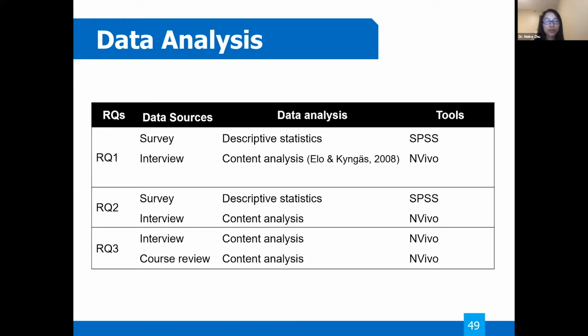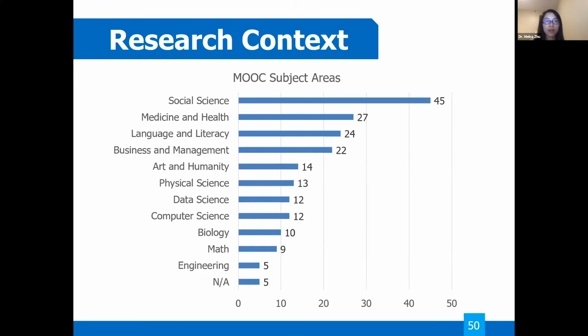So to increase the trustworthiness of this study, we used at least 2 data sources for each research question. For quantitative data, we conducted descriptive statistics. For qualitative data, we used content analysis through NVivo. The MOOC subject backgrounds included social science, medicine, and health, and some of them are from math or engineering.